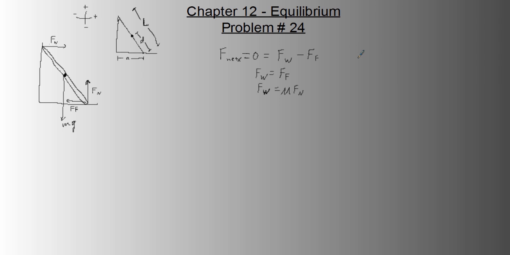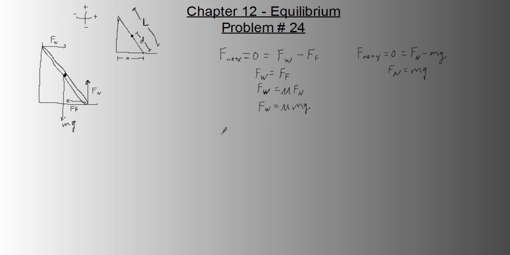Alright, so then F net y is 0, and there are two forces in the y direction. Fn is up, so that's positive, minus mg. So Fn equals mg. Then we can take that and go over here and say Fw equals mu mg. So we may not need any of those, but let's just get it ready. That's pretty much all we can do for net forces right now.